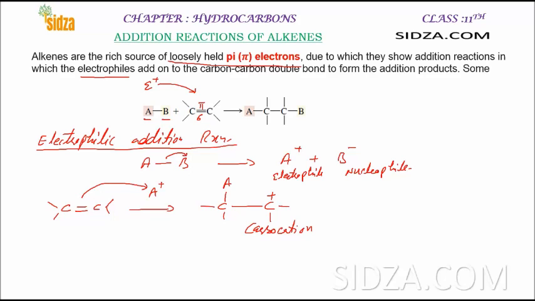In the second step, on the same carbocation, the nucleophile here is the B negative, right? The nucleophile B negative will attack on it, and you get a carbon-carbon single bond with the atom A over this carbon and the atom B over this carbon. So this is the overall addition, right? This is how the electrophilic addition reaction occurs in alkenes. The intermediate here is carbocation, right? This is the intermediate that we get during the electrophilic addition reactions of alkenes.